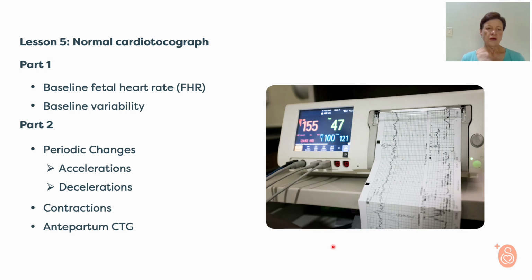And then in lesson 5, we start with the interpretation of the CTG. The whole of lesson 5 is basically only on the normal cardiotocograph. So in part 1, we will do the normal baseline and the normal baseline variability. And then in part 2, we will do the periodic changes, accelerations, decelerations, and we will talk a little bit about the contractions. And then I just briefly want to talk about the antepartum CTG and the requirements, the conditions, the normal characteristics, etc. of the antepartum CTG.